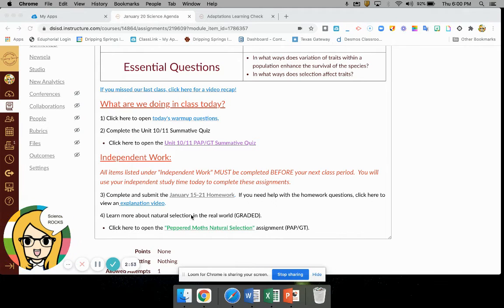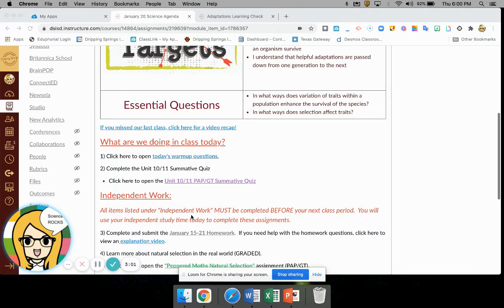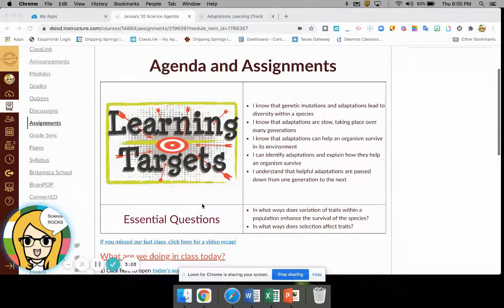We asked you to answer some questions about that and to make you think a little bit more deeply about it. And then as we move forward, we're going to talk about those adaptations and the different kinds of adaptations. And you're going to realize that everything's an adaptation.